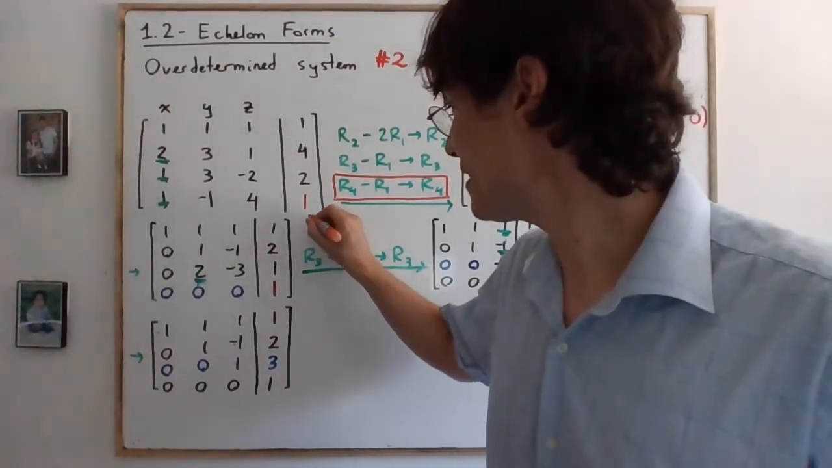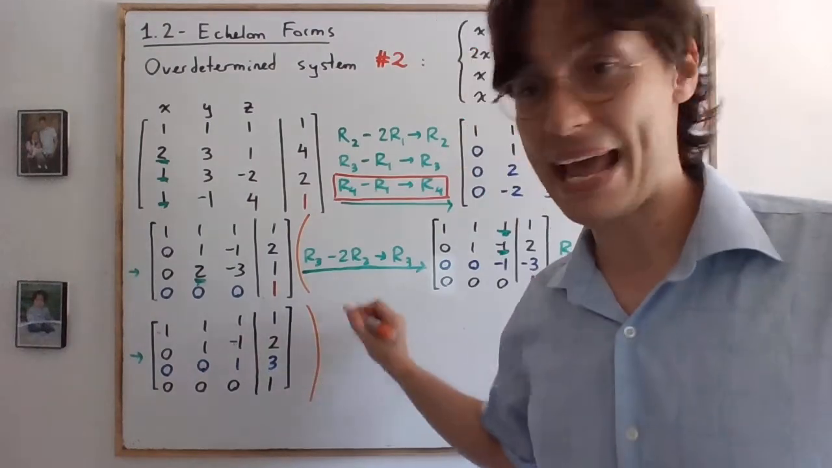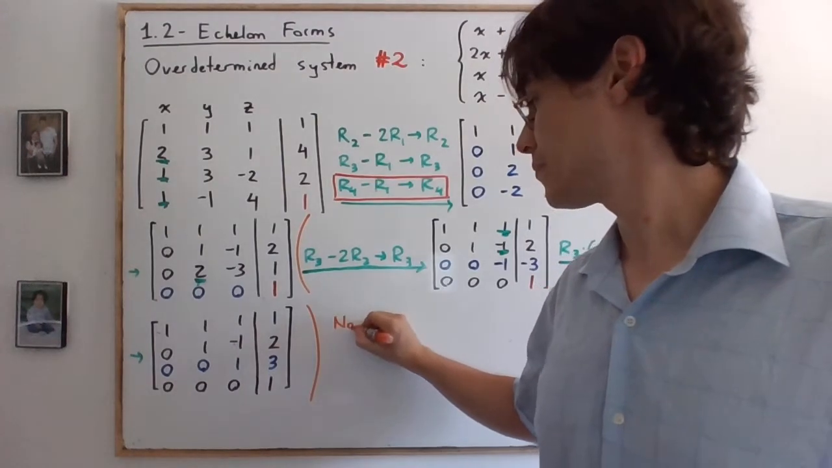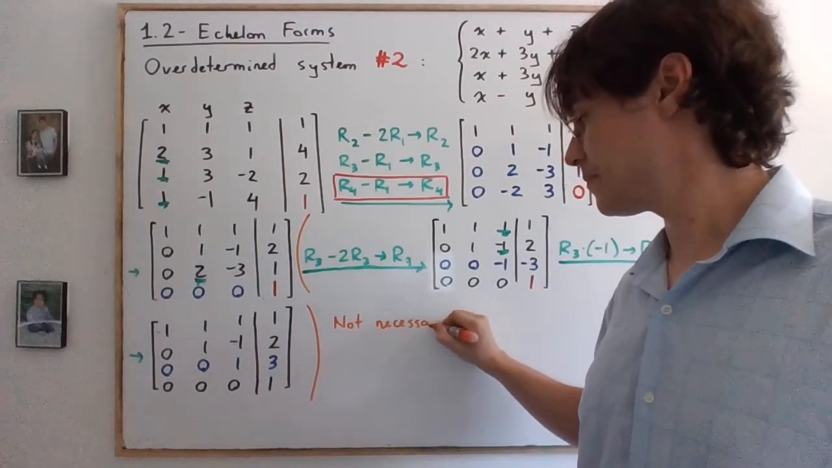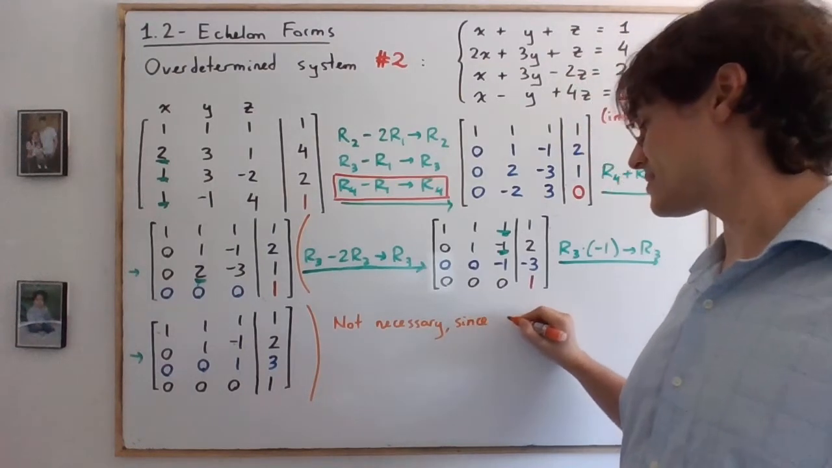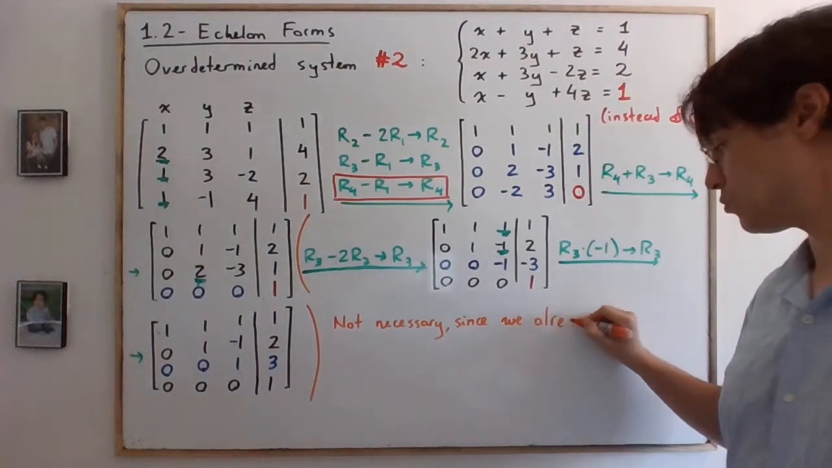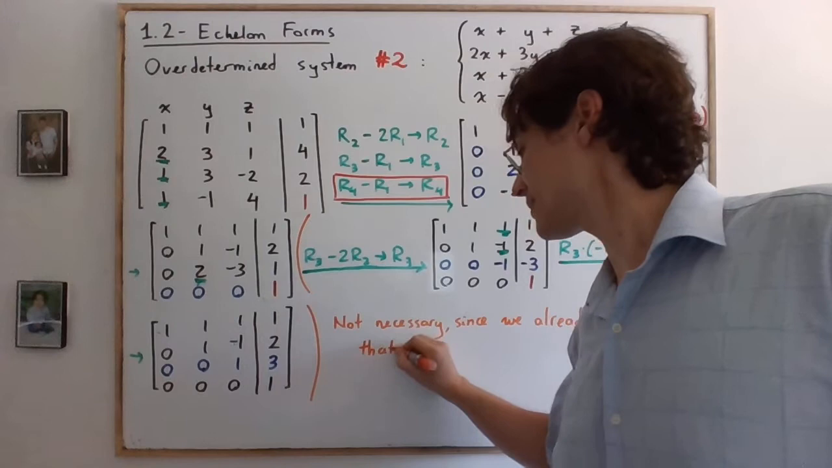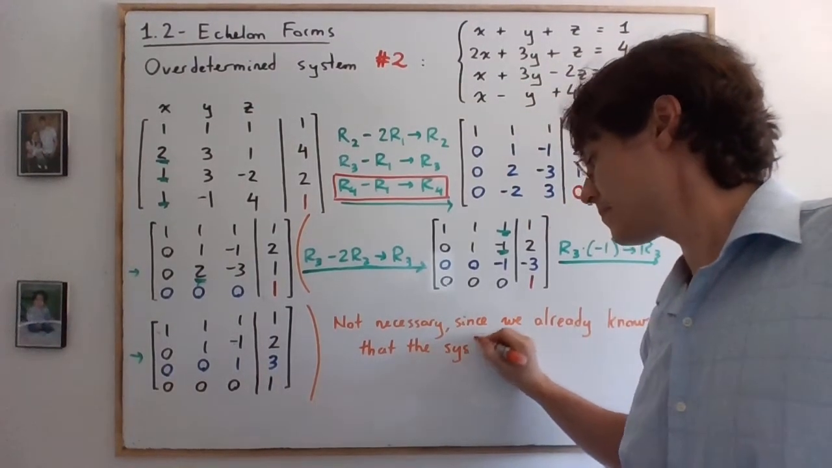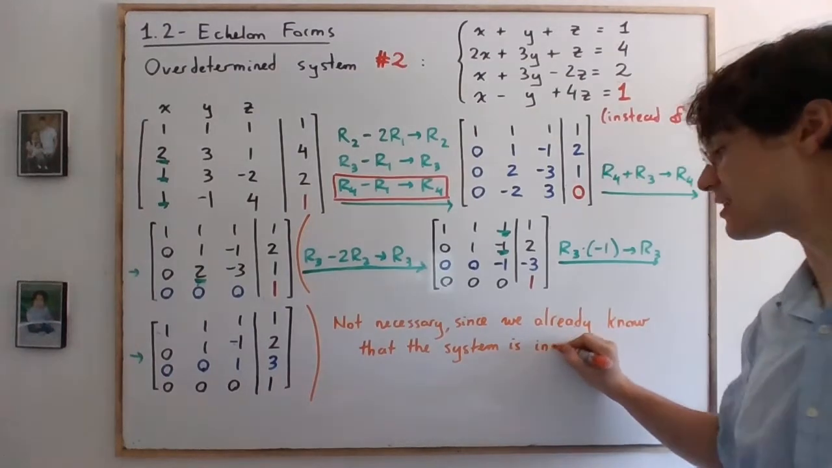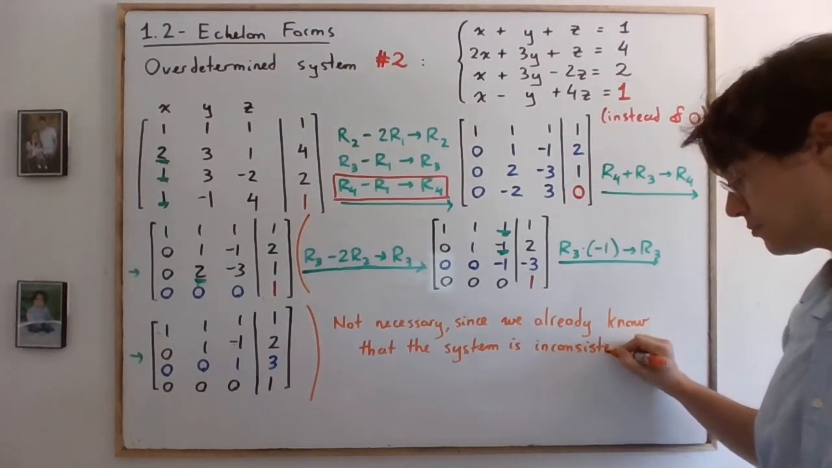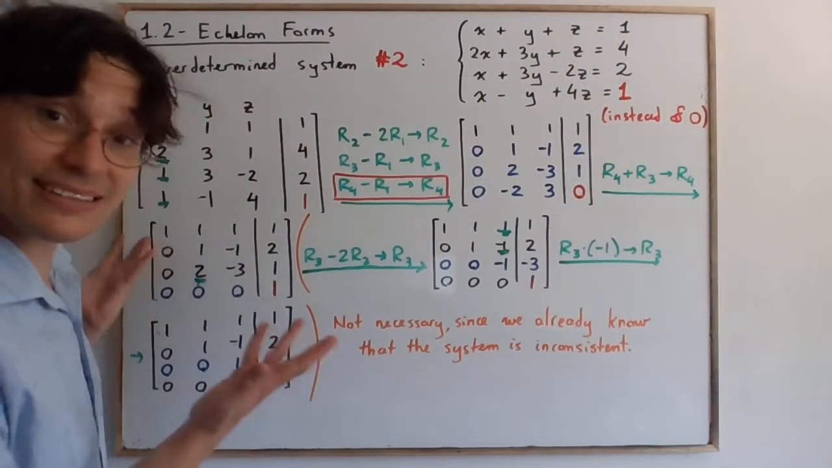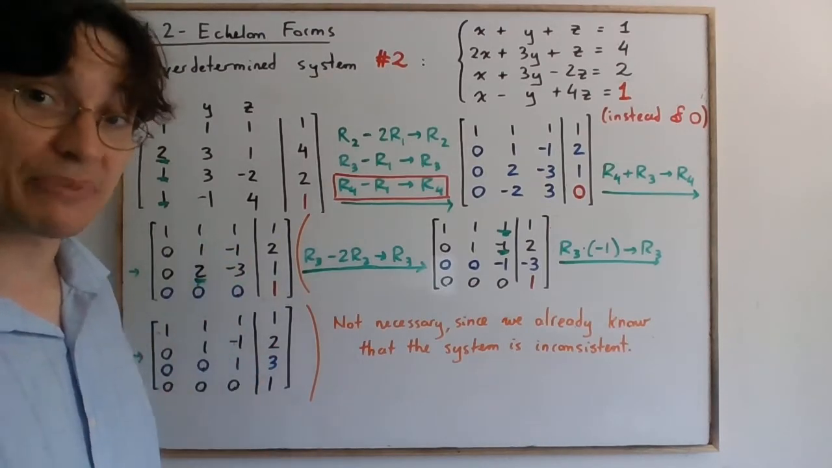Now, what I want you to see is that all of this until the very end here is not necessary, since we already know that the system is inconsistent. And this is it. So this is the second overdetermined system.